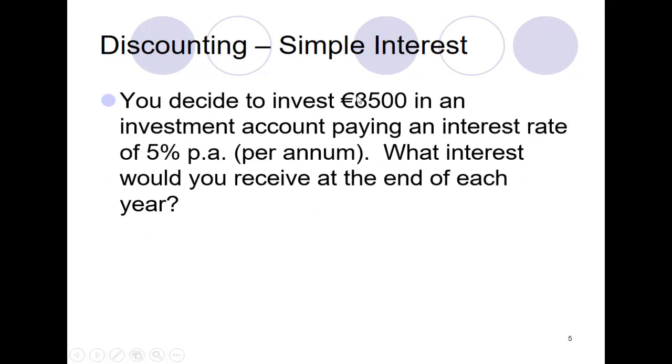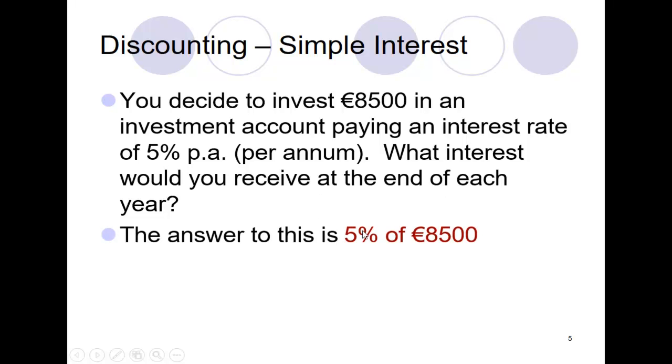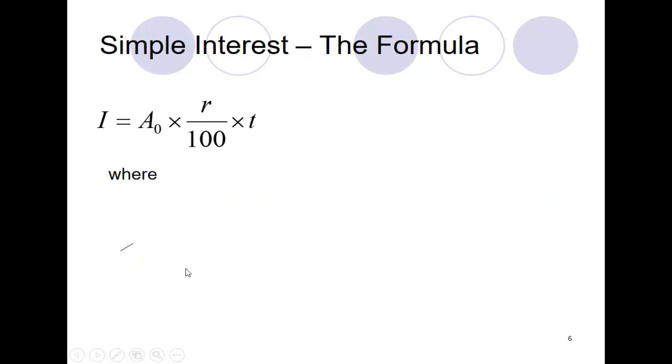Okay, so you decide to invest €8,500 in an investment account paying an interest rate of 5% per annum. PA is per annum. What interest would you receive at the end of each year? The answer is 5% of 8,500. So we've done this one before. Another way of typing 5% in your calculator is 0.05 as a decimal. So multiply that by 8,500 and you'll get 425. Okay, so that was easy enough to do.